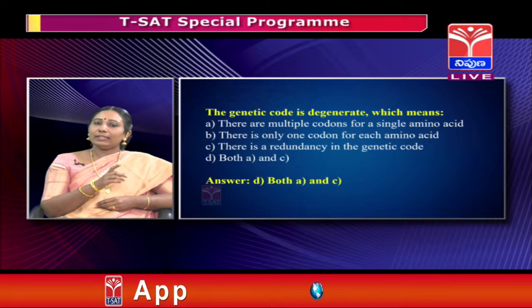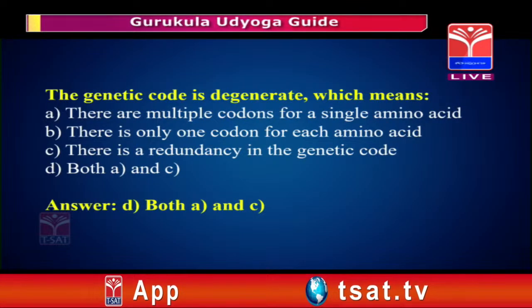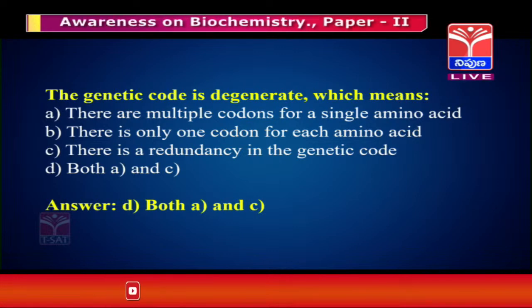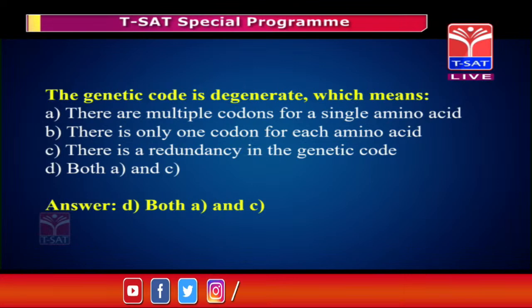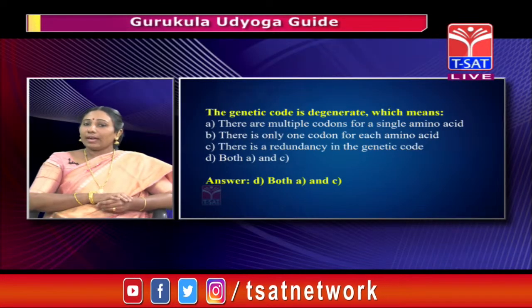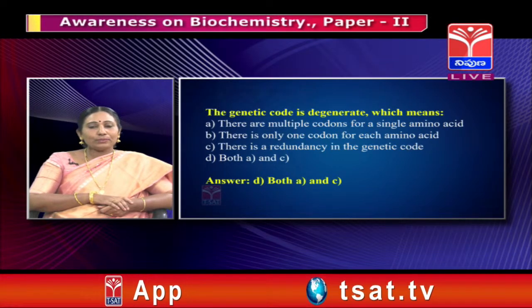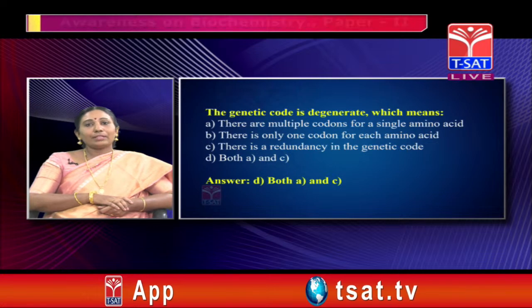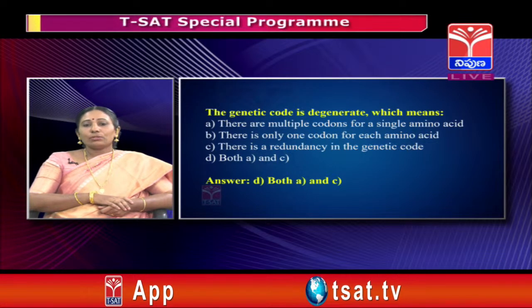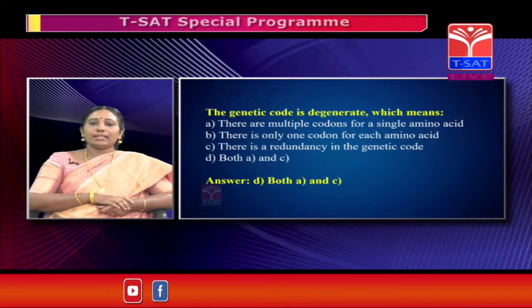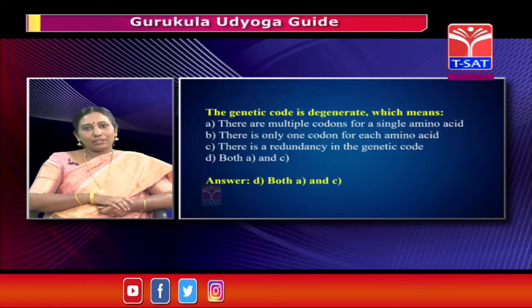Now, you see the options given here: there are multiple codons for a single amino acid; there is only one codon for each amino acid; there is a redundancy in the genetic code, both A and C. As I told, the genetic code has many rules, around 10 to 11 rules. We have to learn the features of the genetic code. So the answer here is both A and C. Multiple codons for a single amino acid are there.